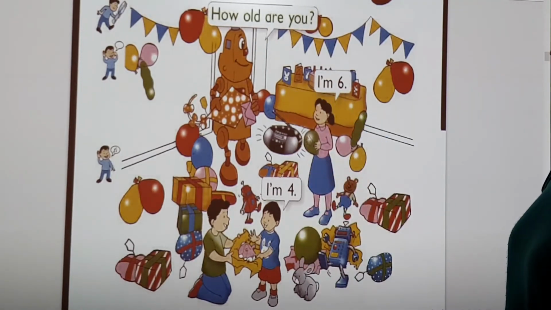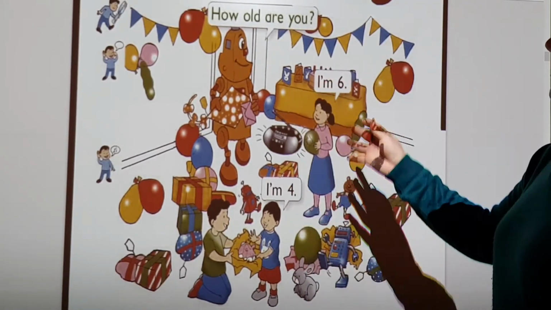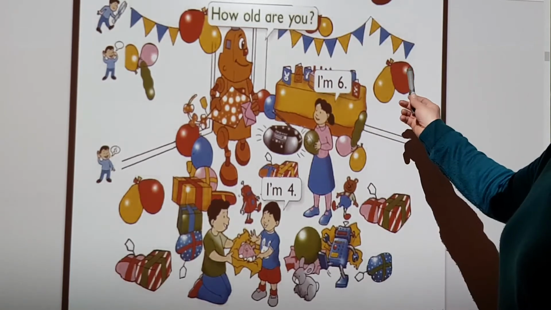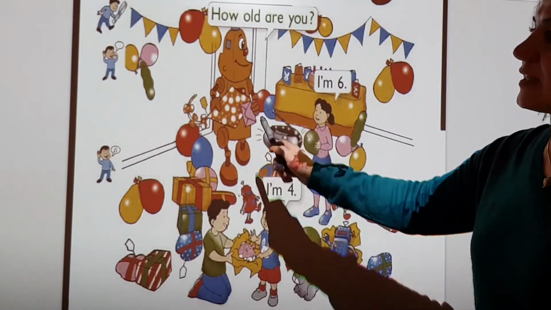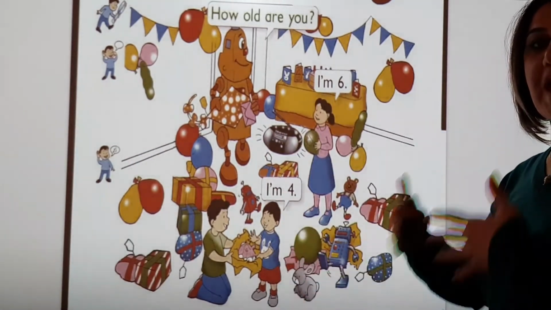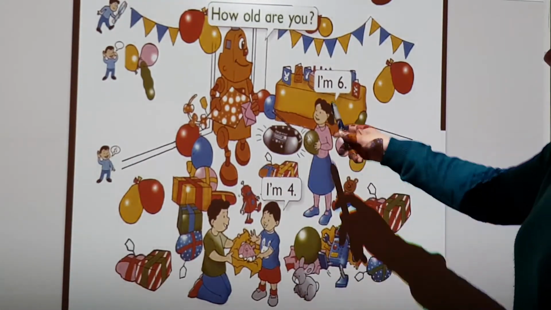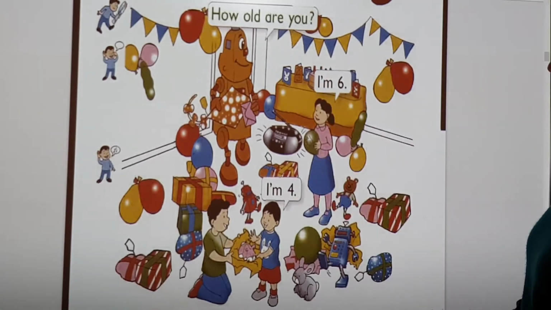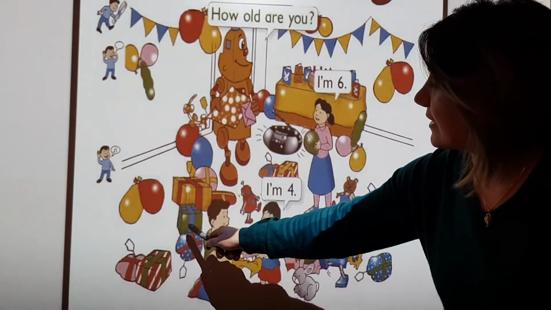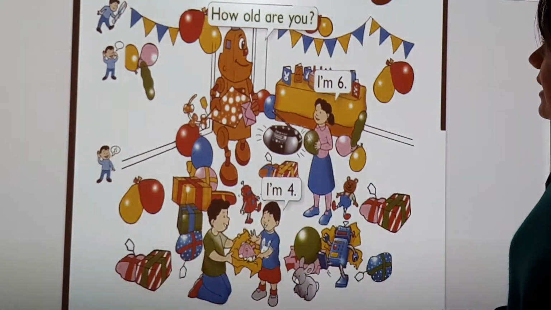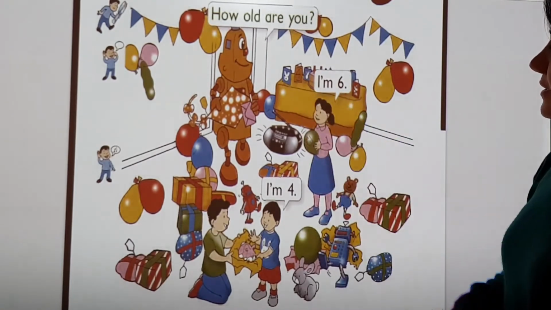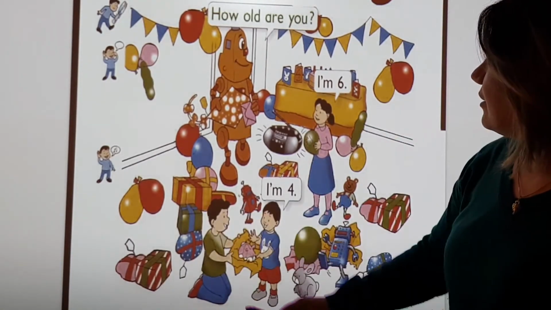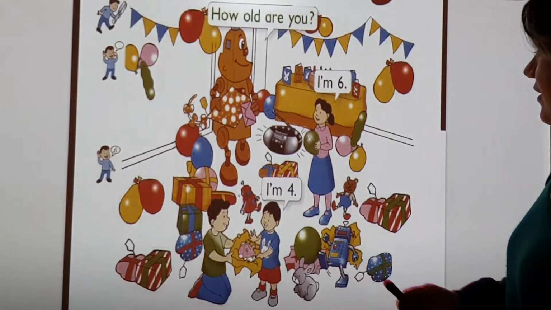This is for him. What can you see in the birthday party? Yes, I can see balloons. I can see birthday cards to wish you a good and a happy birthday. There's a cake in the birthday party. And presents, presents, okay? So a cake, birthday cards, presents, balloons. Okay.